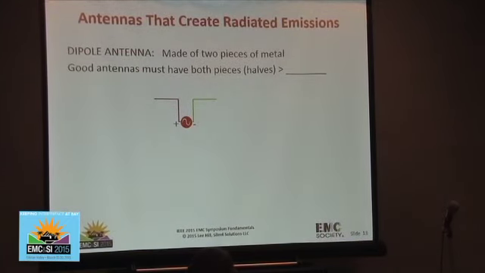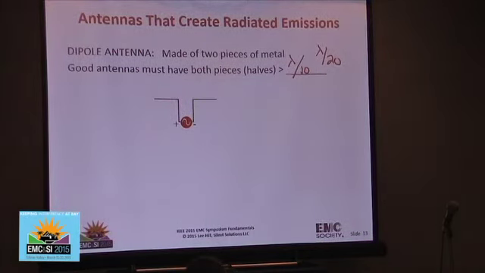Good antennas must have both halves. I would say in general, each half needs to be greater than, it always depends on how strong the source is, lambda over 10 or lambda over 20. They need to have some physical length.